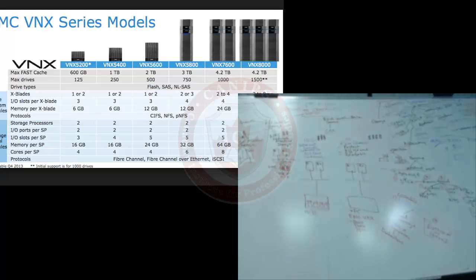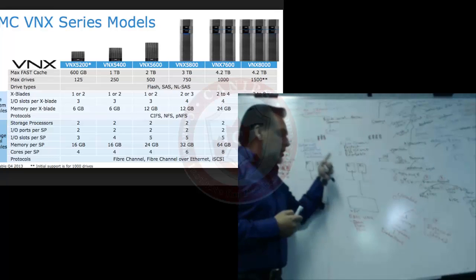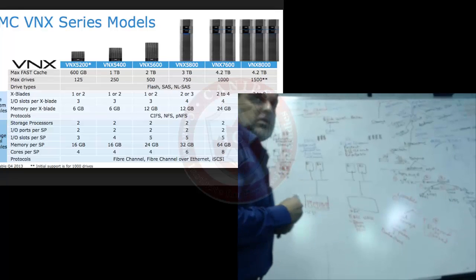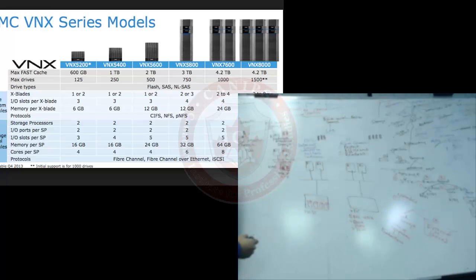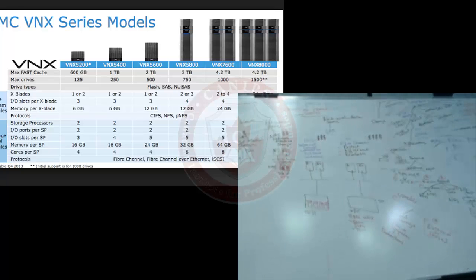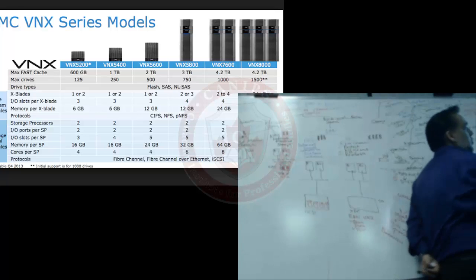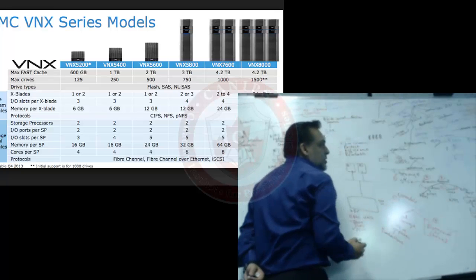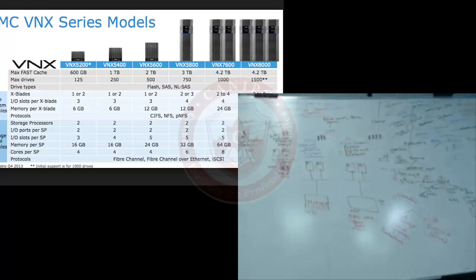Now let's see the difference. Let's say you bought the 5600 for your company. How many maximum disks can you have in this? I can have a maximum of 500 disks. How much maximum RAM does it have? It can go up to 24 GB of memory, and it's saying per SP. So it is 48 GB actually. It is saying memory per SP is 24 GB.